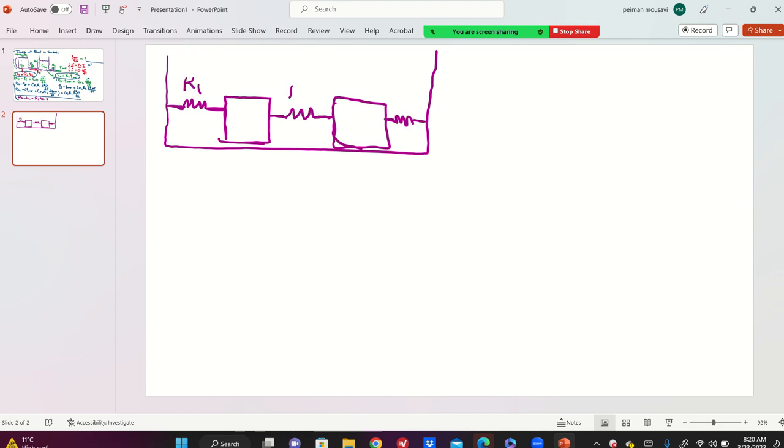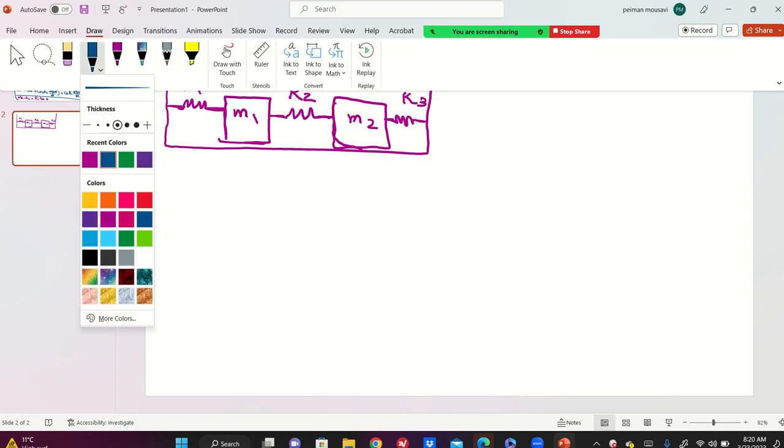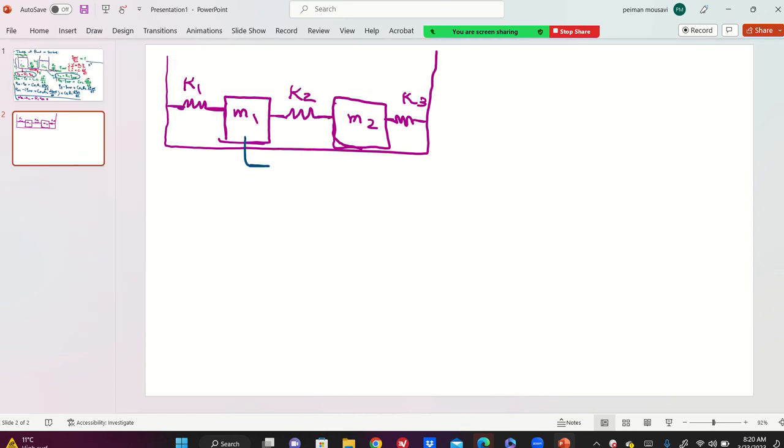K1, K2, and the K3, M1 and M2. Okay. I'm going to apply force here on the mass one, F1, and I'm going to apply a control force here, F2. So this is going to move as X1, this moves as X2.